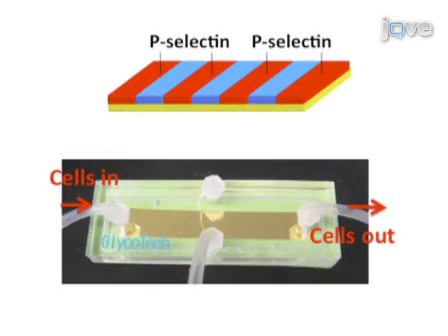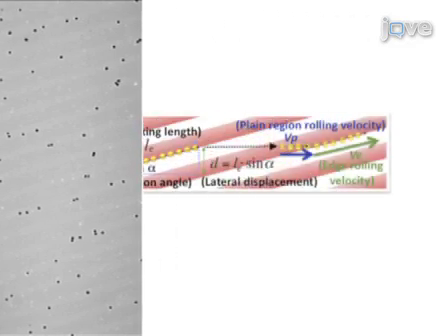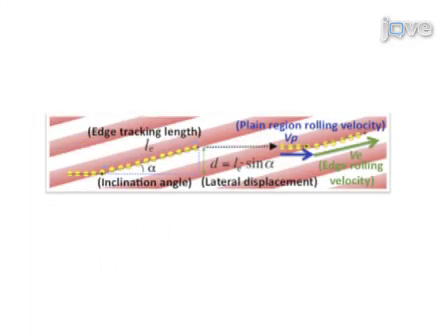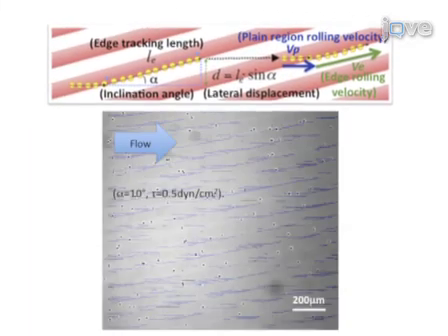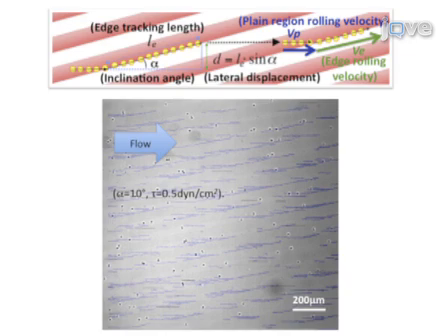Next, incorporate the substrate with the flow chamber. Flow the HL60 cells into the chamber. Record an image sequence of the rolling interaction of HL60 cells on p-selectin patterns and analyze the images converted from the video. The trajectories of rolling cells, edge tracking length, and rolling velocities on plane region and edge can be obtained using a MATLAB program.